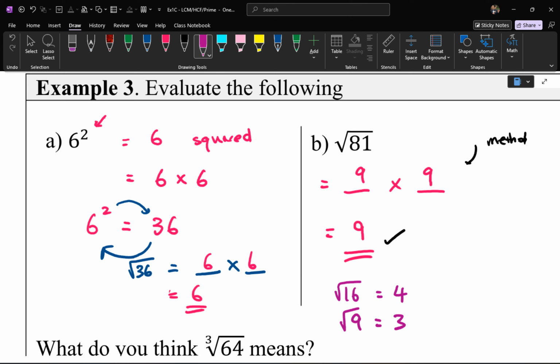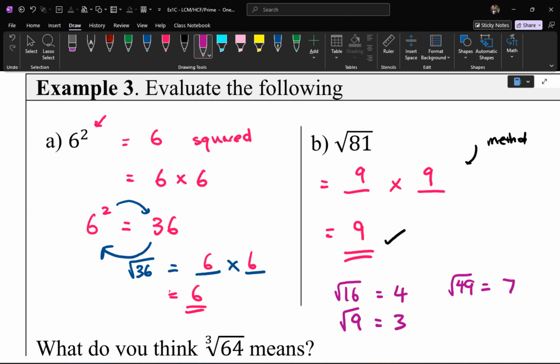Okay, so you've got to think backwards. Instead of squaring, you're doing square roots. It's the other way. Yeah? What's another one? Let's go with 49. What's root of 49? 7, because 7 times 7 is 49.